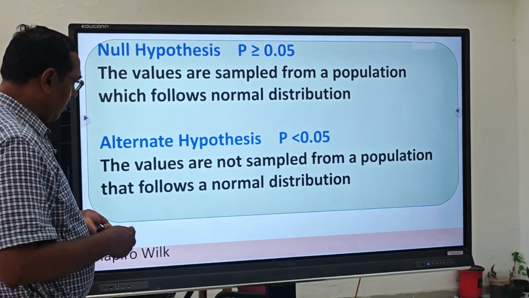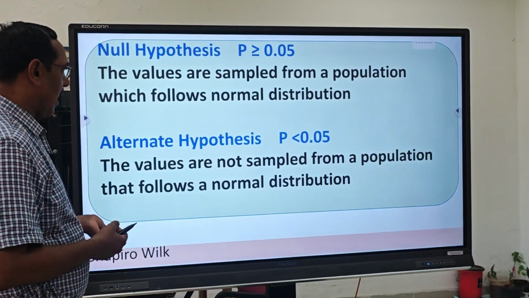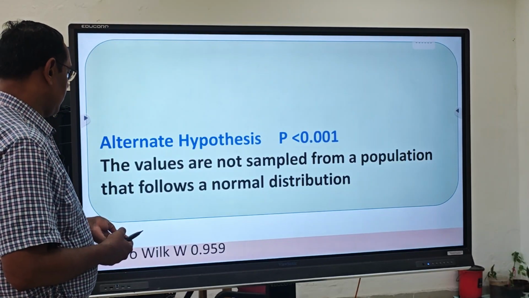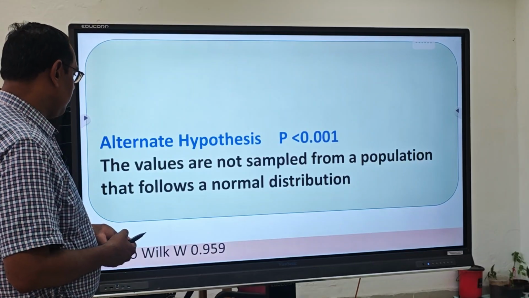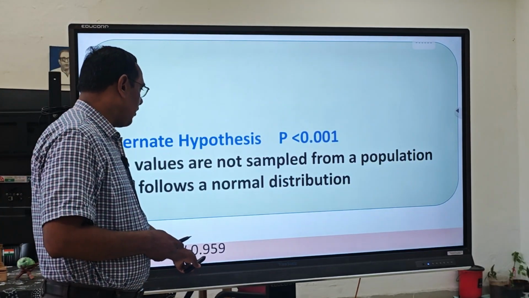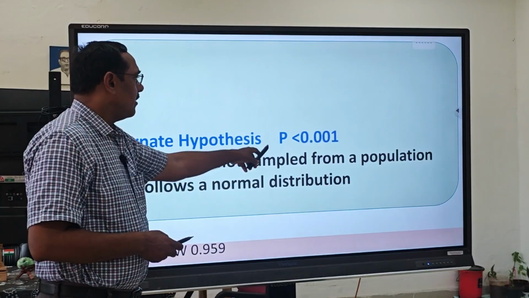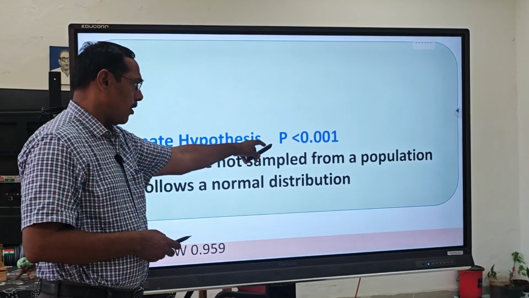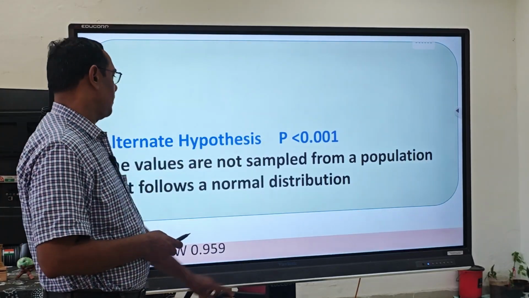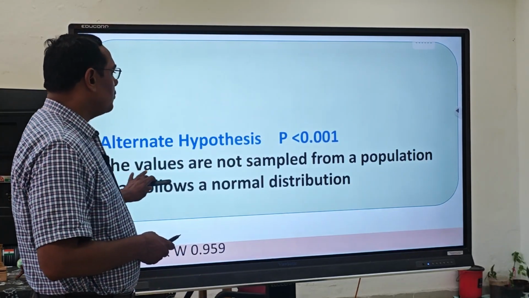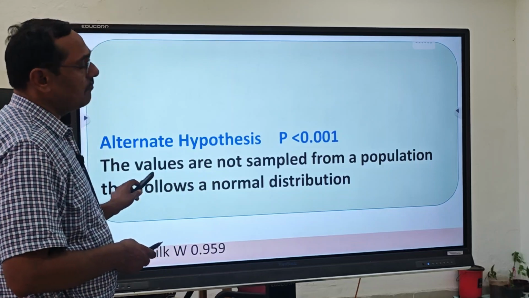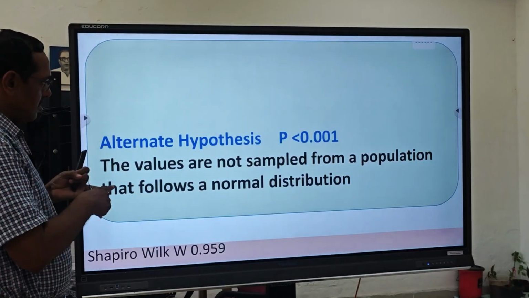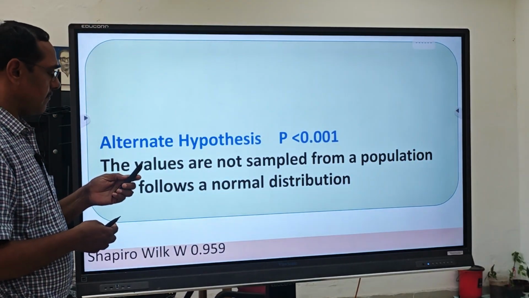So that's what we see. I am showing the value; later I will show the calculation through the demonstration. So we have the W value as 0.959 and the probability is 0.001, which is less than 0.05. Hence, the values are not sampled from a population that follows a normal distribution. Our skewness value is still the same, and our kurtosis is also the same. It's not following normality.